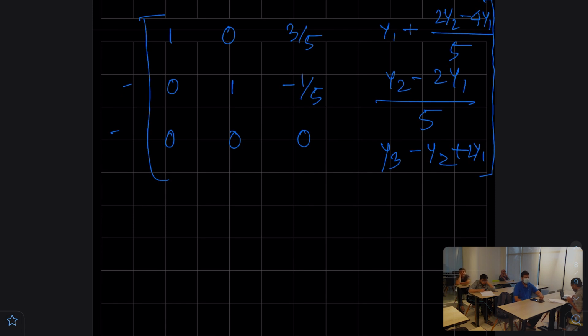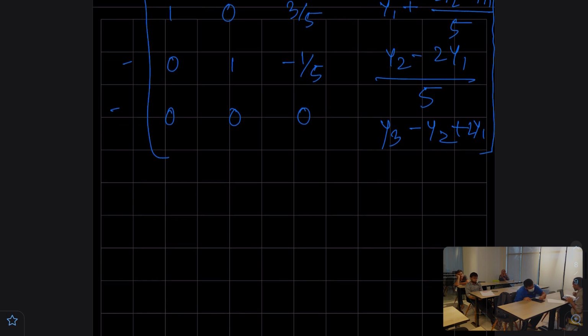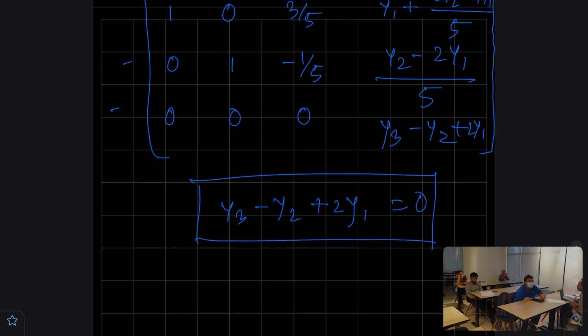Now as you can see, this is already in row reduced form, right? This is the equivalent system of Ax equal to y. And now this system will only have solutions if y3 minus y2 plus 2y1 equals 0. If this condition is satisfied, only then the system Ax equals y will have a solution. Otherwise, it is not possible that the system has a solution. Okay, do you understand it?